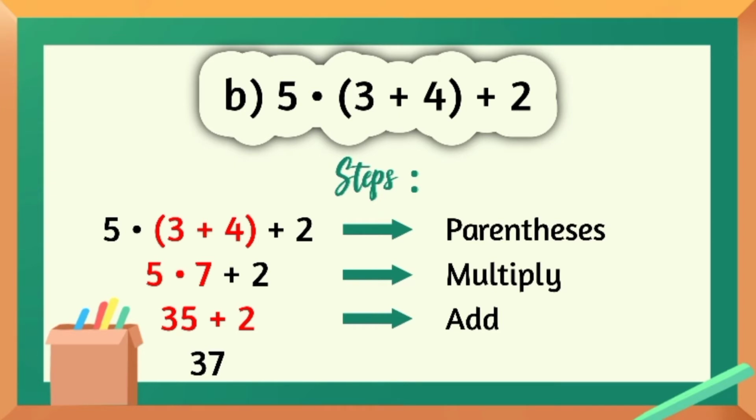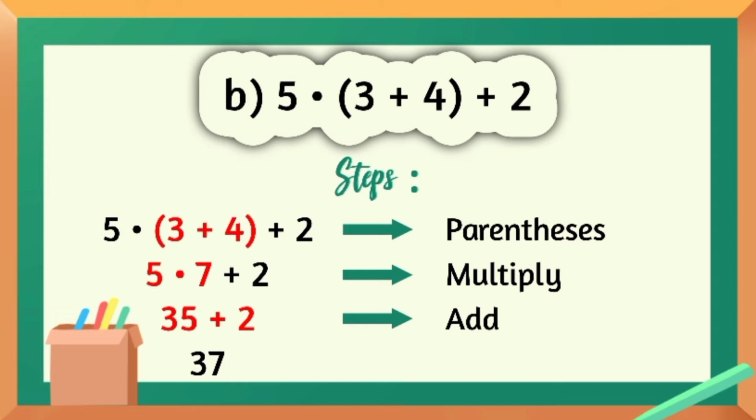For example B, 5 times (3 plus 4) plus 2 equals blah blah blah. To solve this problem in accordance with the rules for the order of operations, begin with the innermost parentheses and work outward. So, we need to finish the operation that is in parentheses first. 3 plus 4 in parentheses equals 7, becomes 5 times 7 plus 2.